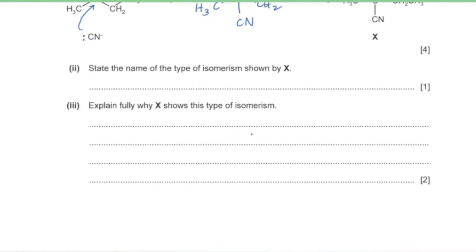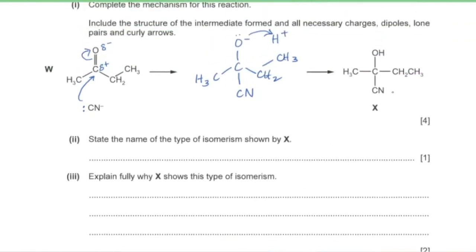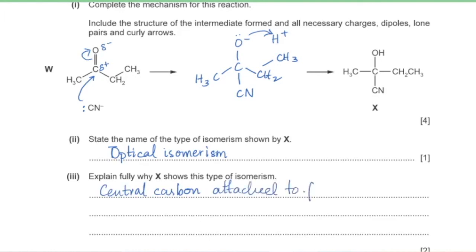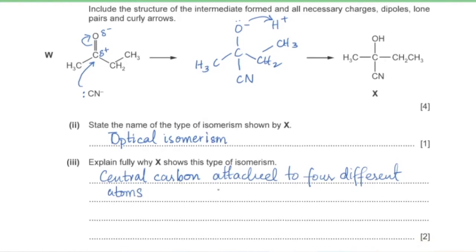Part 2, state the name of the type of isomerism shown by X. So this structure shows optical isomerism because there is the central carbon atom that is attached to 4 different groups of atoms. So optical isomerism. Part 3, explain fully why X shows this type of isomerism. Again, that's due to the central carbon atom attached to 4 different atoms. And since this part of the question is of 2 marks, we need to mention 2 reasons. The other reason is that structure X also has a non-superimposable mirror image.